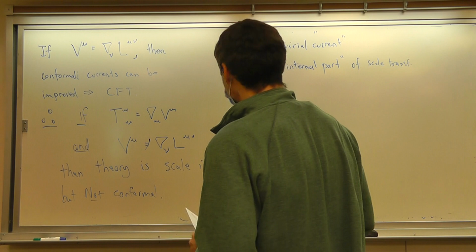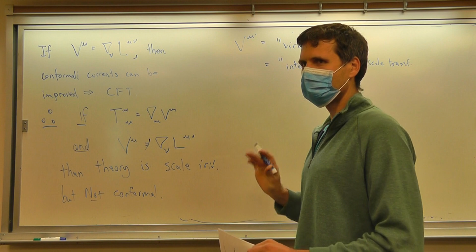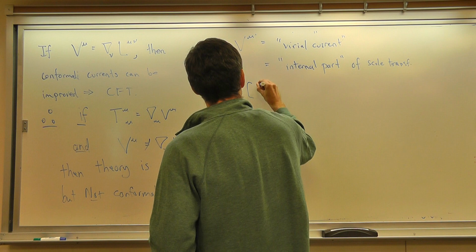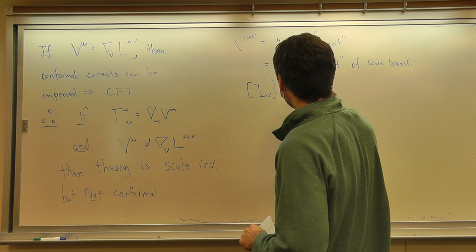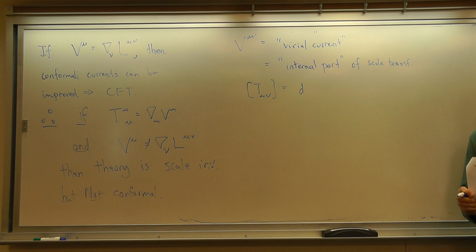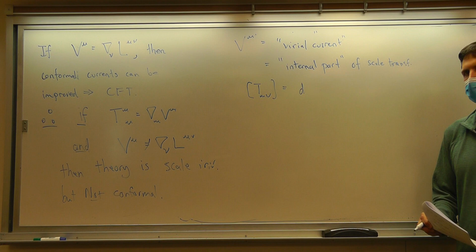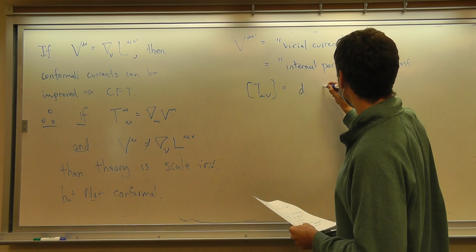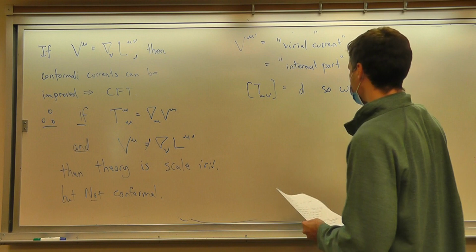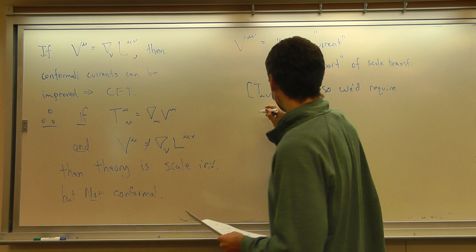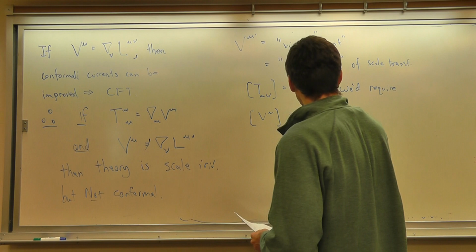So why doesn't this happen? This basically almost never happens. And under a little bit of extra assumption, it really never happens. So why is that? Well, the scaling dimension of the stress tensor, the mass dimension of the stress tensor, is exactly D in D dimensions. This is exact because of the conservation of the stress tensor. So in order for T to be a total divergence, you would need a vector operator V with dimension exactly D minus 1.